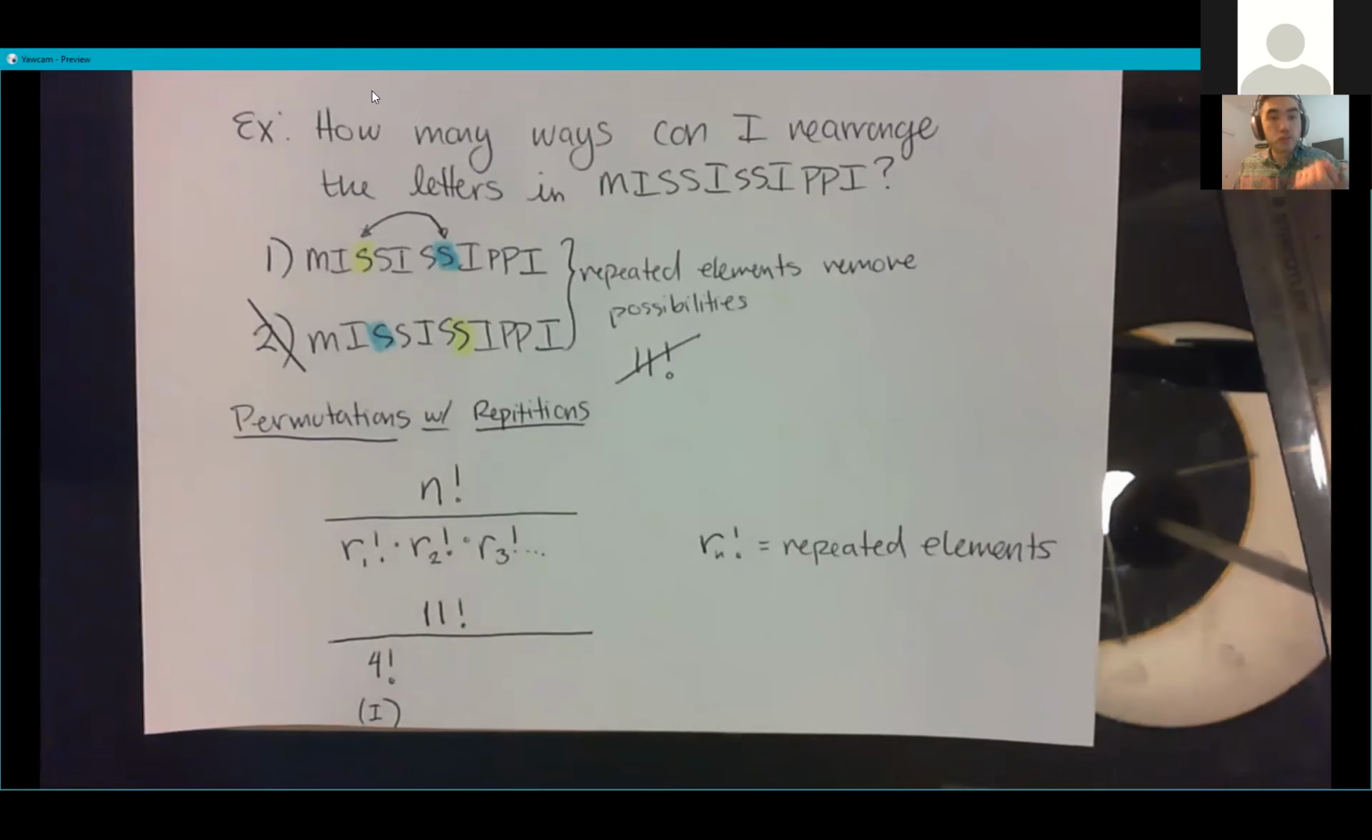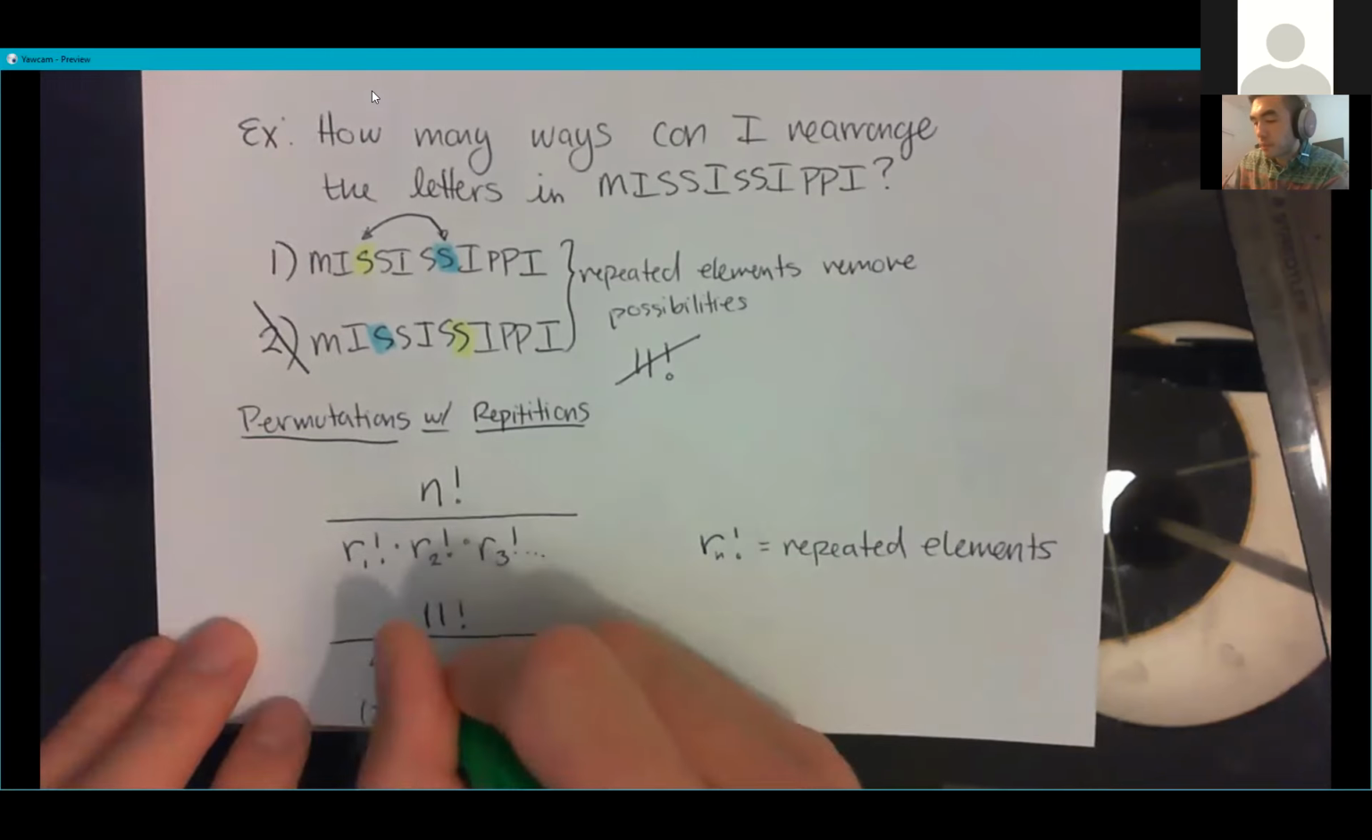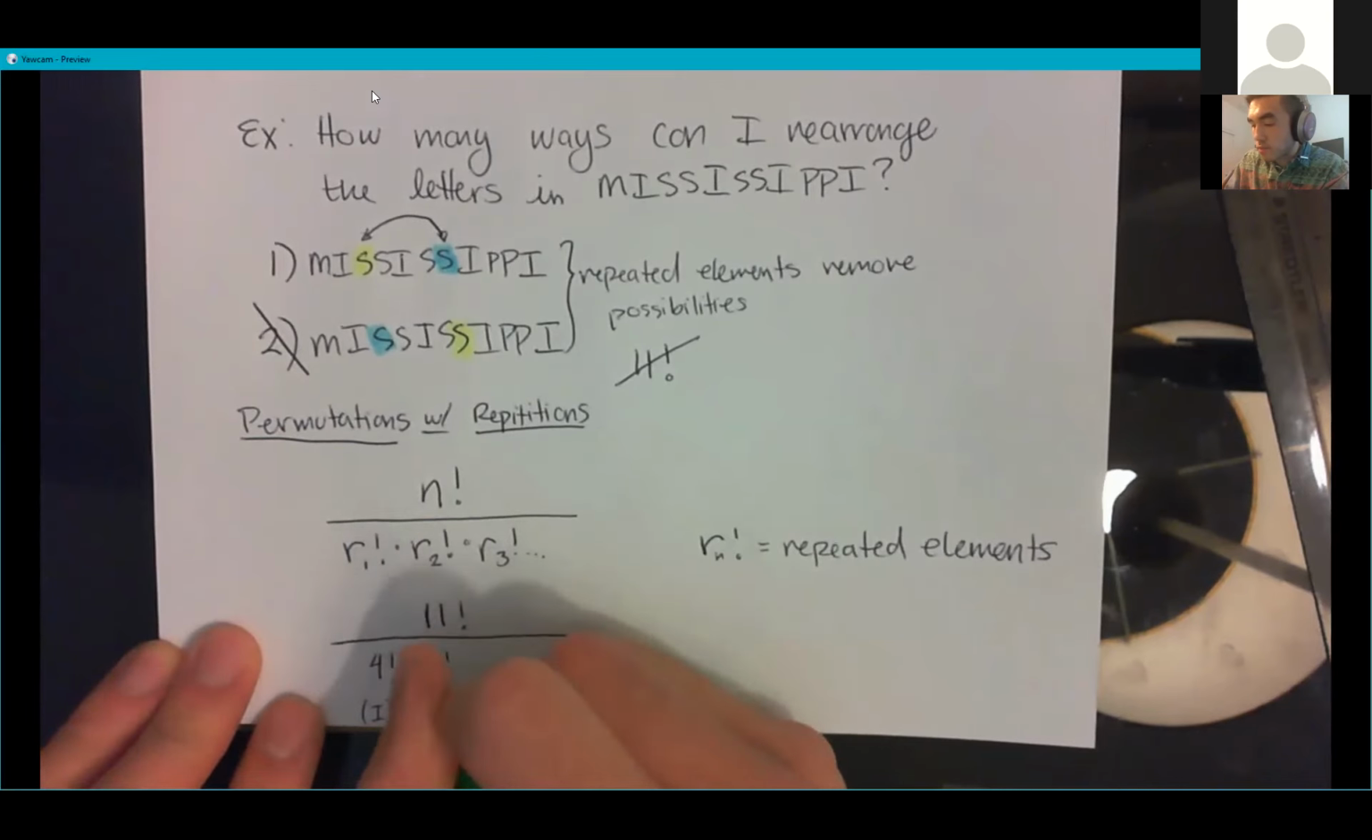And then S is also repeated. I need to remove out the repetitions there. How many times does S occur? It also occurs 4 times. So I have to divide out a 4 factorial for that S.